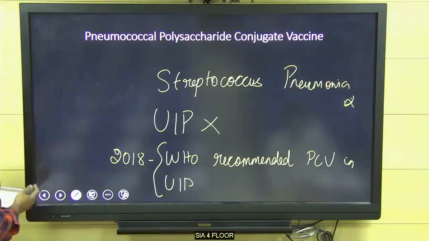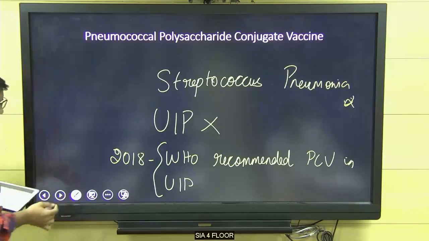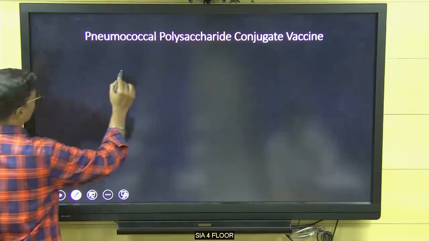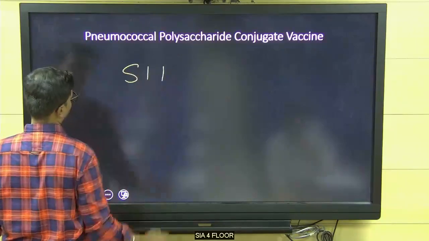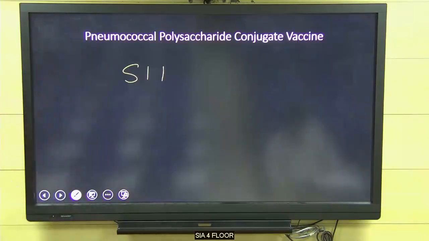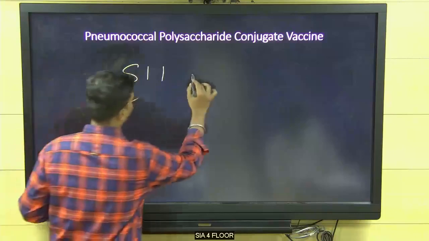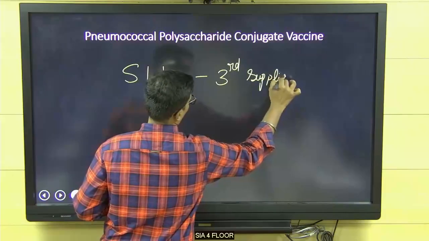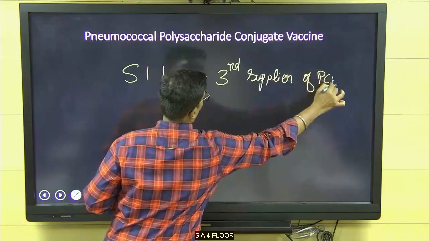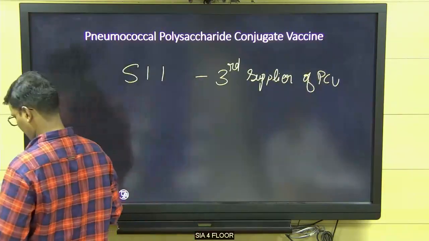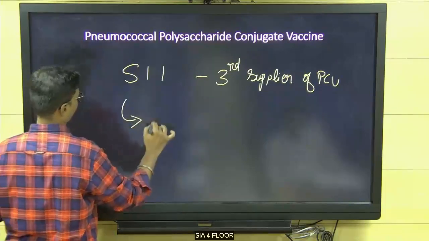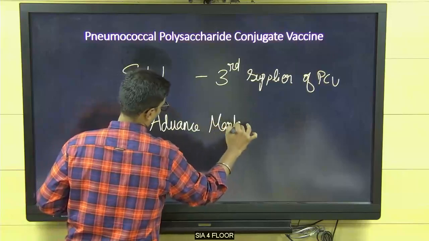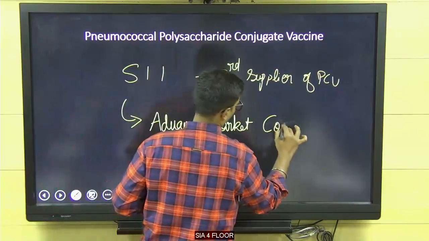And the Serum Institute of India, who is manufacturing the Covishield right now, they are the third manufacturer of pneumococcal conjugate vaccine in the entire world. SII, Serum Institute of India, located in Pune. They are the third supplier of pneumococcal conjugate vaccine. And it is performed under advance market commitment.